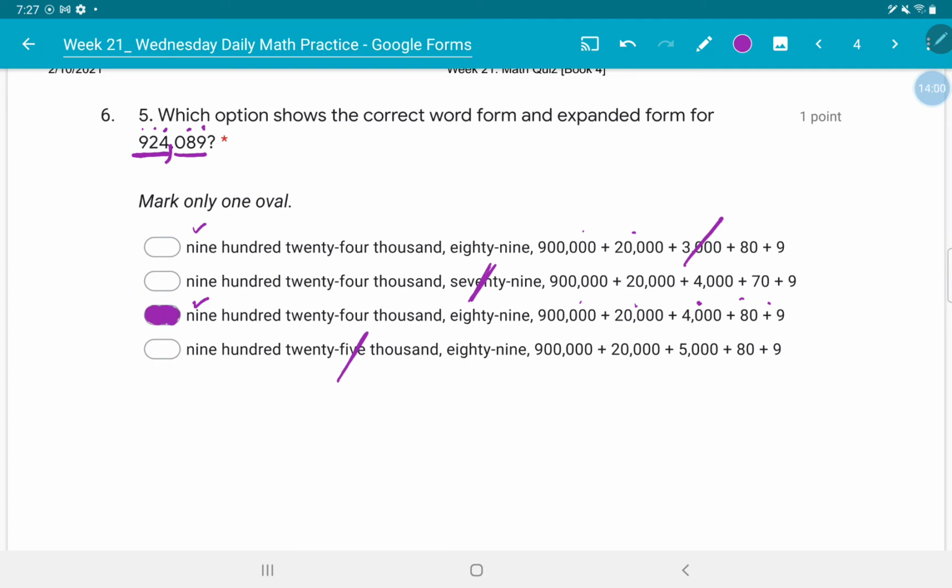They gave me the number in standard form. We changed it to word form, 924,089. And expanded form, 900,000 plus 20,000 plus 4,000 plus 80 plus 9.